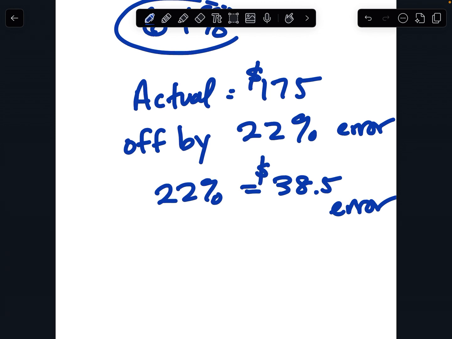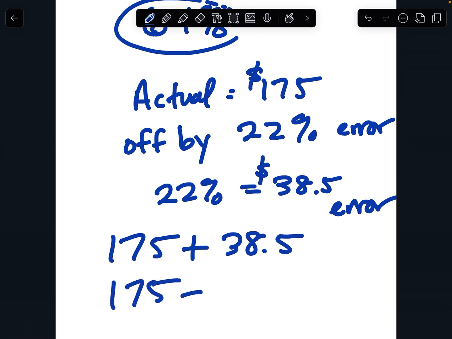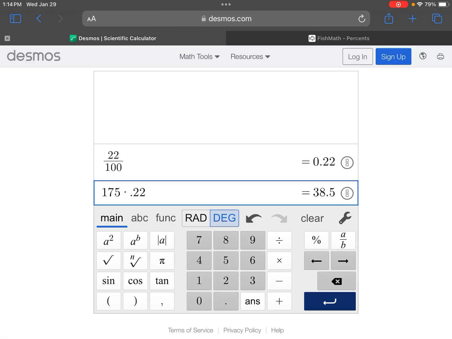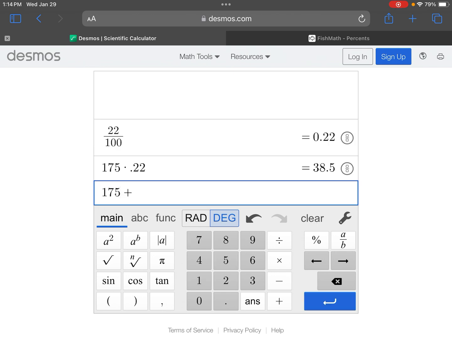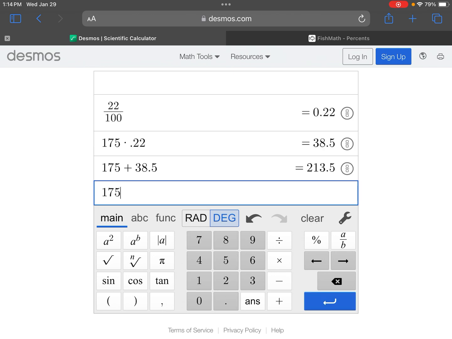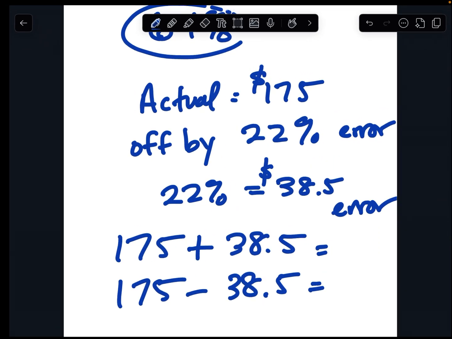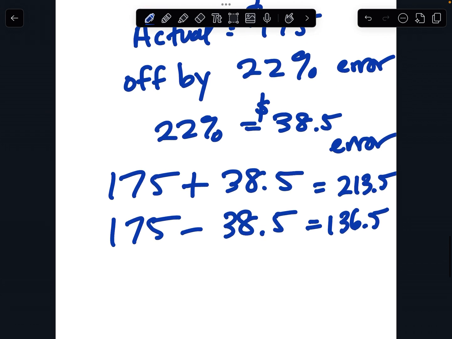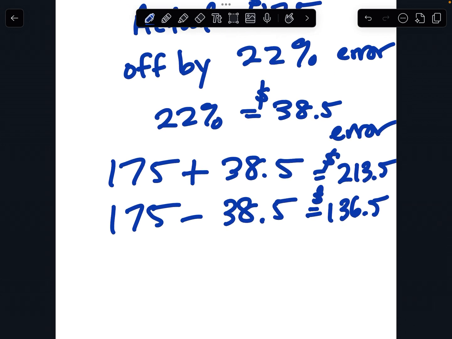So you could either add that or subtract it to get two possible errors. So you would do 175 plus 38.5, and then 175 minus 38.5, and that would be your two possible errors they could have made by estimating this. So I'm just going to do that here. So 175 plus 38.5, and then 175 minus 38.5. So 213.5 and 136.5.